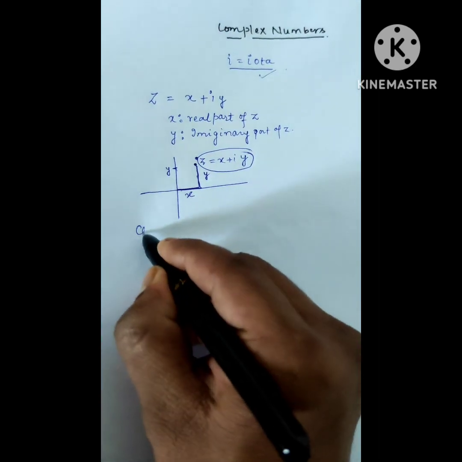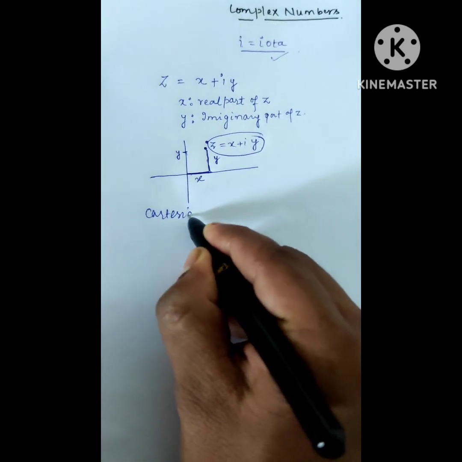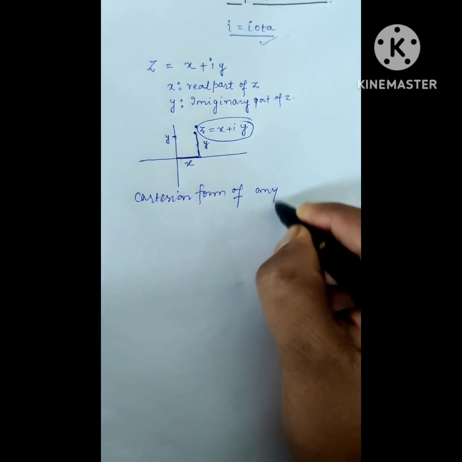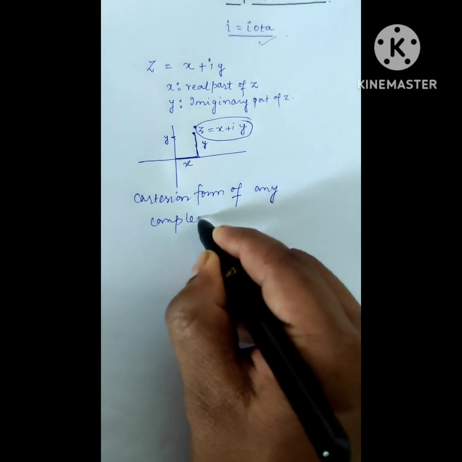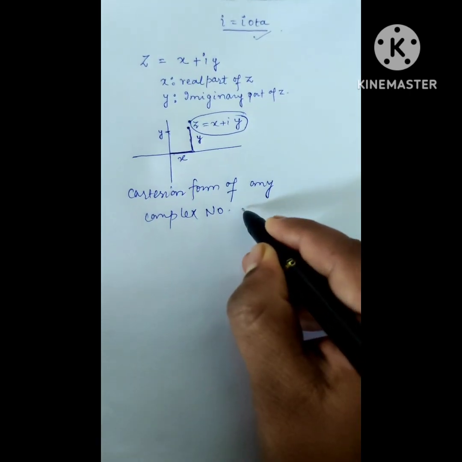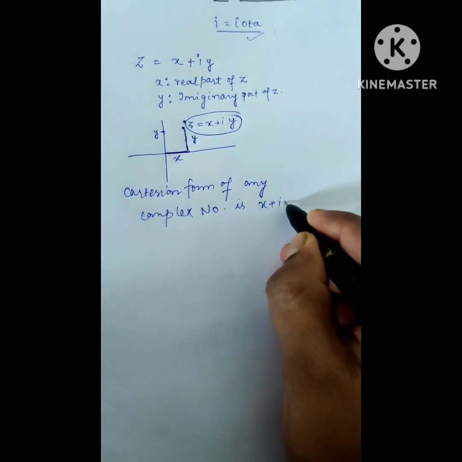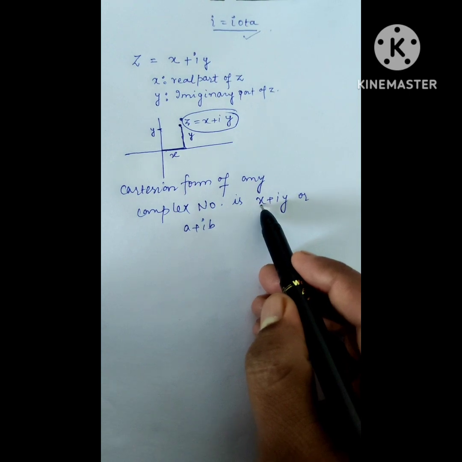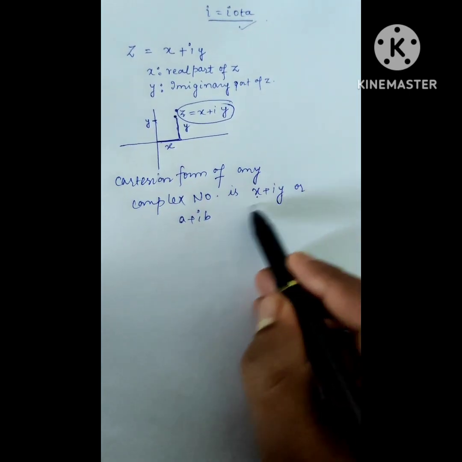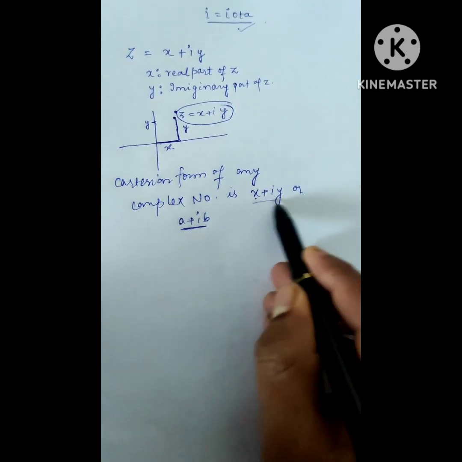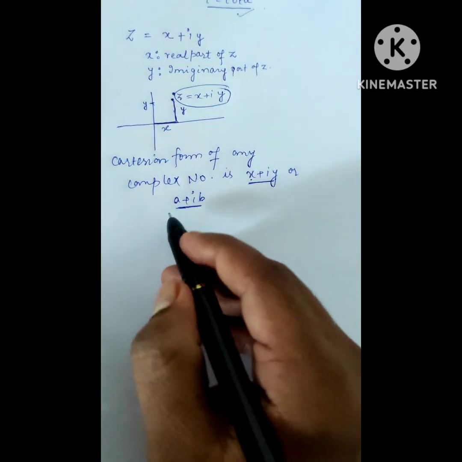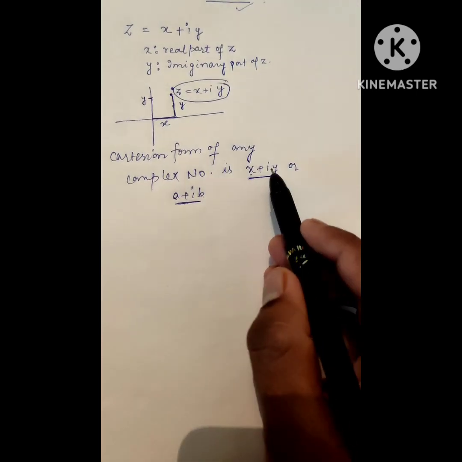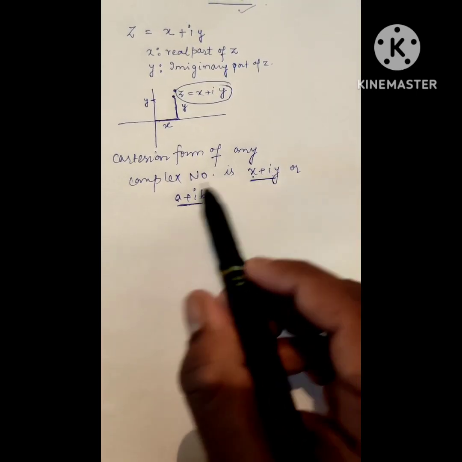So the Cartesian form of any complex number is either x plus iy, or we can write simply a plus ib, where the sense of x and a are the same and the sense of y and b is the same. The representation is different only. Here the real part is a and the imaginary part is b. Here the real part is x and the imaginary part is y.